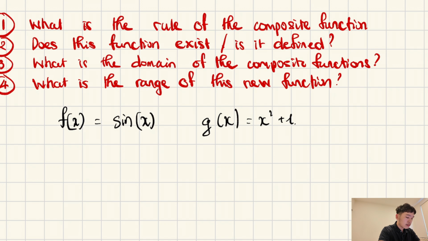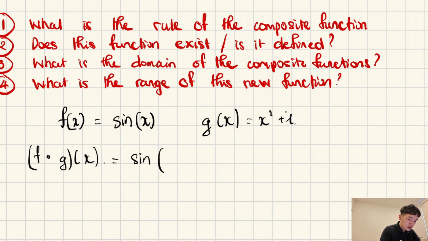So let's take an example of f(x) equals sine x, g(x) equals x squared plus 1. Okay, what if I want you to find the composite function of f of g of x? So f ∘ g(x) basically means you want to have sine of this whole thing, x squared plus 1, which you sub into the x. So you want to write x squared plus 1 inside the brackets of sine.